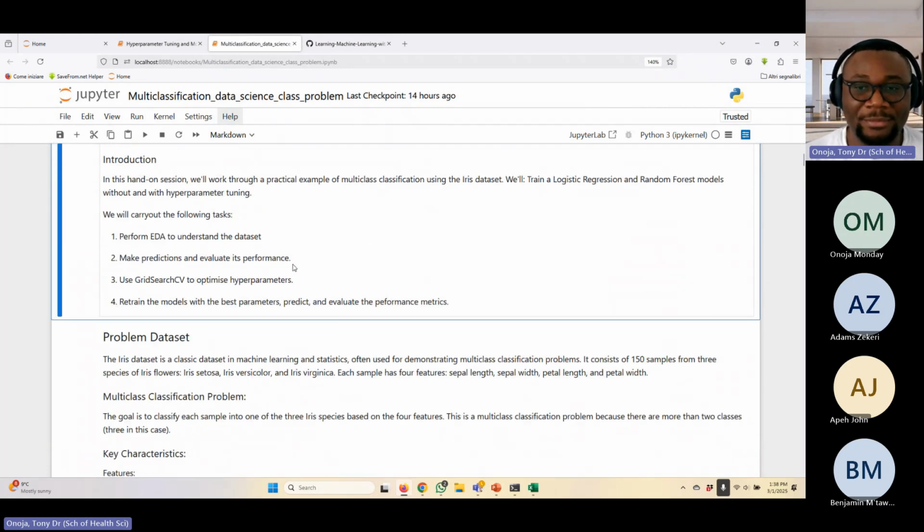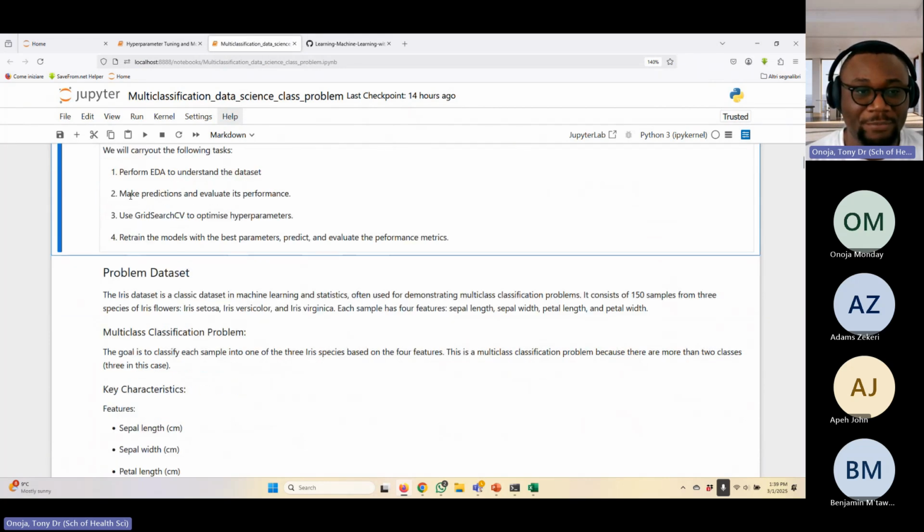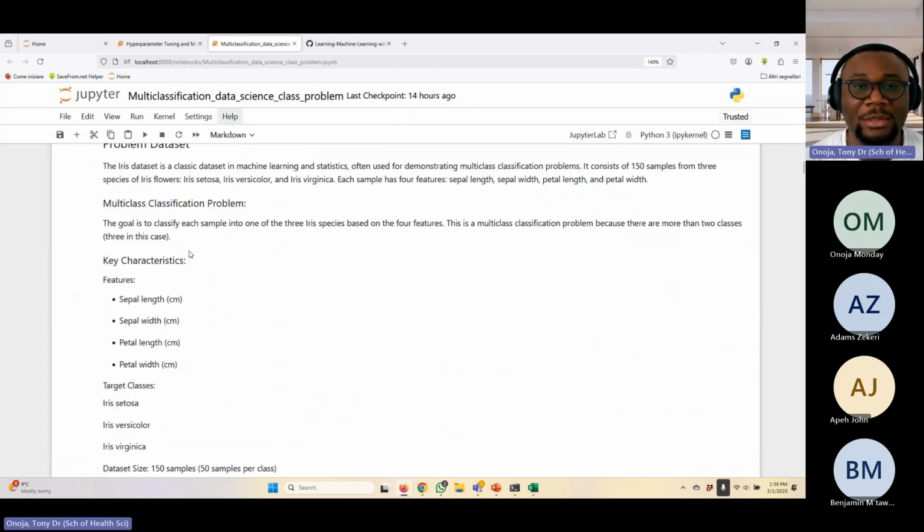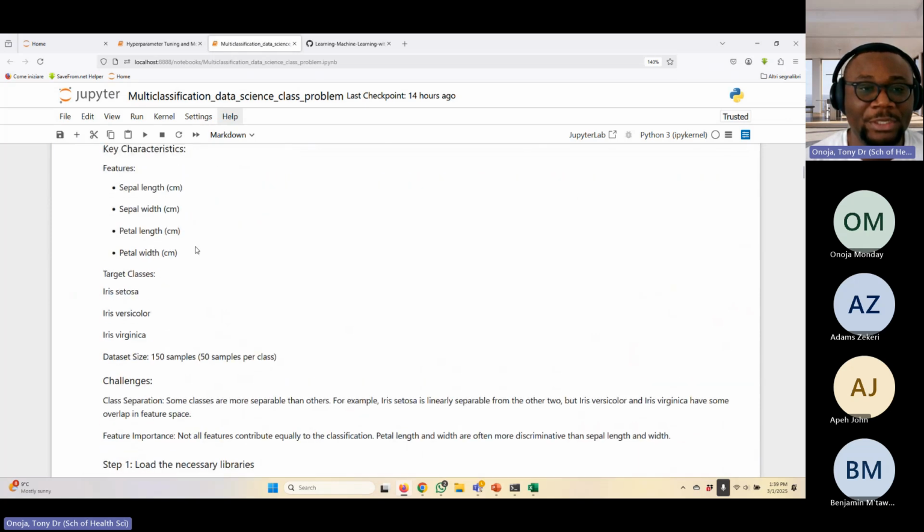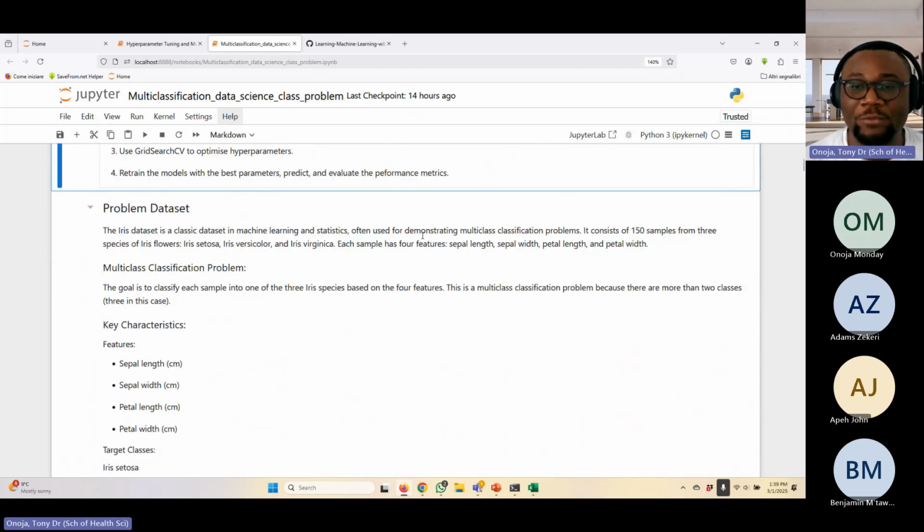Again, like we did in our previous classes, we will talk about the EDA, the prediction. We'll also look at the grid, and then we'll evaluate the model. So again, the dataset we'll be using is 150 samples coming from the Iris flower, which we talk about Iris setosa, Iris versicolor, Iris virginica also. Is it virginica?